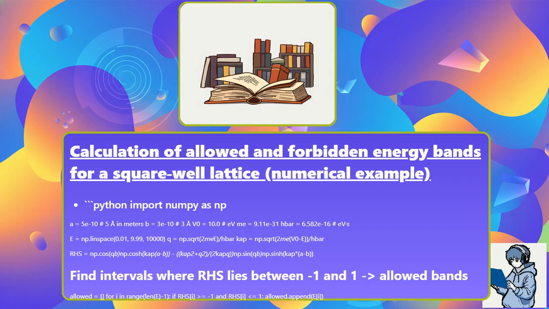Compute kappa as the square root of 2 times me times (V0 minus E) divided by h bar. Compute RHS as cosine of q times b multiplied by hyperbolic cosine of kappa times (a minus b), minus (kappa squared plus q squared) divided by (2 times kappa times q), times sine of q times b times hyperbolic sine of kappa times (a minus b). Initialize allowed as an empty list. Loop over indices from 0 to length of E minus 1. If RHS at index is greater than or equal to -1 and less than or equal to 1, then append E at index to allowed. Print allowed energy ranges in electron volts, first 5 values, ellipsis.